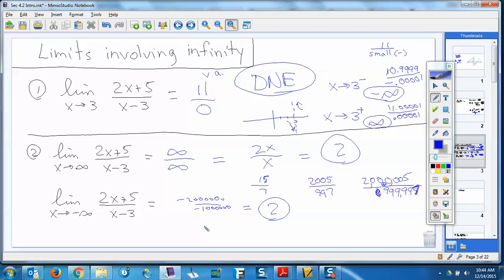Well, the plus 5 is insignificant, so that's 2x. Here I'm going to have a really big negative and take away 3, so it's still a really big negative, but the 3 is insignificant, so it's x. The 2 x's cancel, and we just get 2. Both x's are negative, but they'll cancel, and we get 2. So there's your limit.